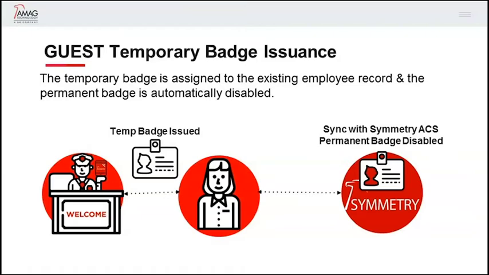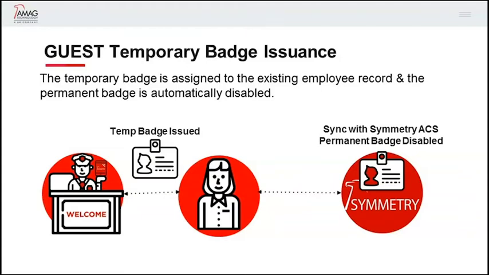Another thing that it does automatically in the access control system is it shuts down your permanent badge. If that system's configured accordingly, we shut down the permanent badge, so there's no chance of that employee giving their badge to somebody else and now having two active badges. The system issues them a temporary badge with the same level of access they've always had, and then shuts down their permanent badge at the same time. So now that employee is free to go.